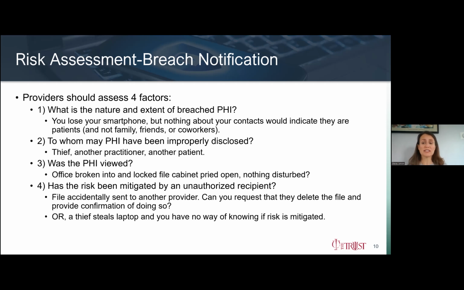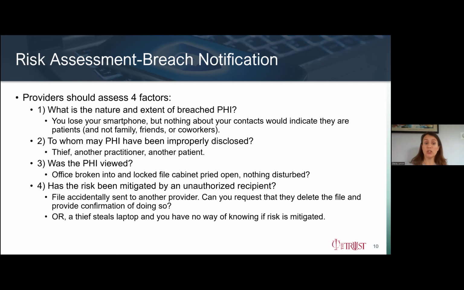The next question to consider: to whom may the protected health information have been improperly disclosed? So was it to a thief? Somebody stole your laptop. Another practitioner, you accidentally sent them the wrong file, or they accidentally accessed a file that they shouldn't have. Another patient, you sent the information to Jane Doe versus Joe Doe.